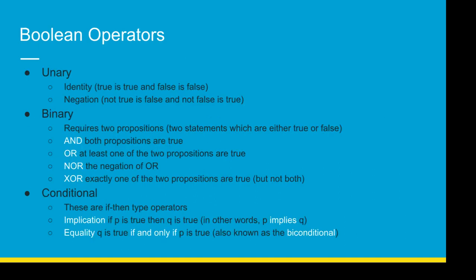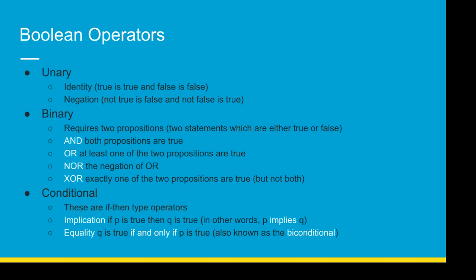So let's talk about some Boolean operators. A unary operator is an operator on a single value. Examples of that are the identity operator, so true is true and false is false, and the negation operator, which just negates whatever the value is. So not true is false and not false is true.